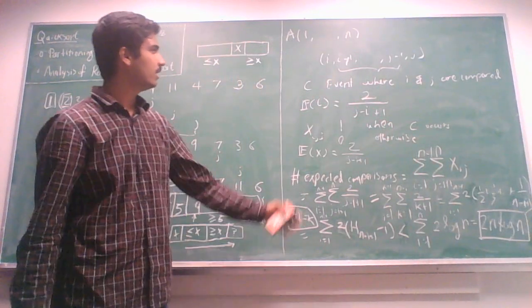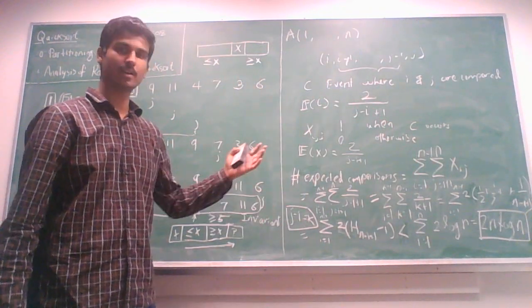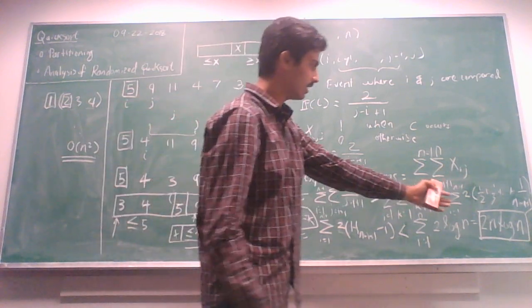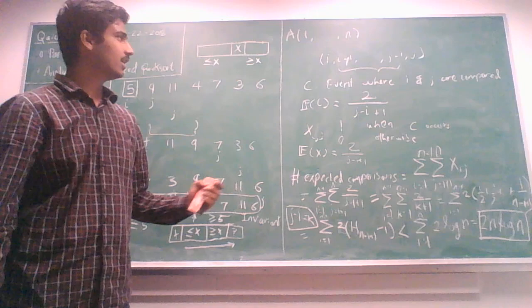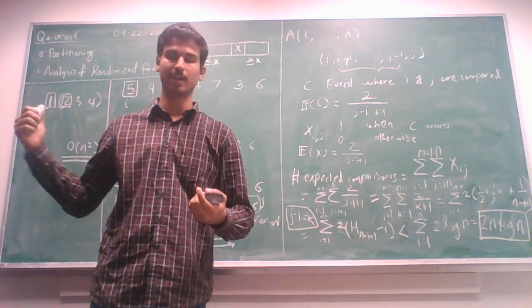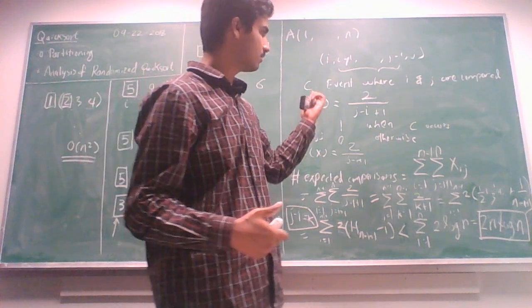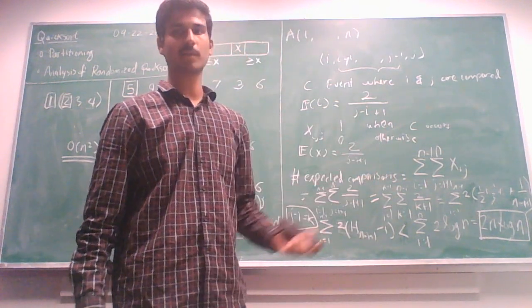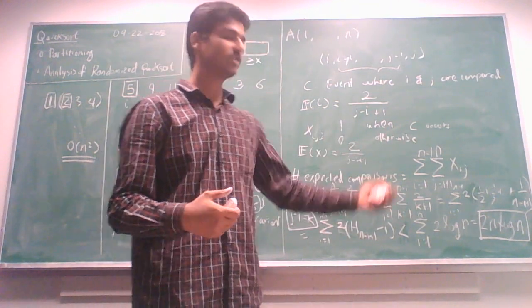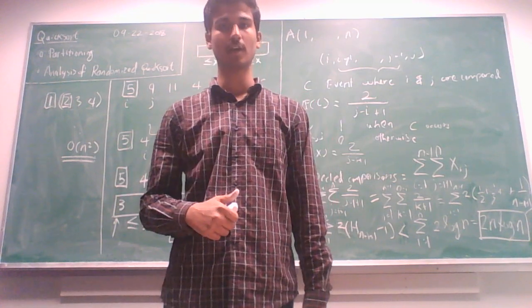So what we see is that the expected number of comparisons in a randomized quicksort setting is at the most twice n log n. So we see that randomized quicksort gives us an edge over the standard quicksort in that since we are selecting a random pivot, we are getting an expected number of comparisons which is less compared to the classical quicksort algorithm.